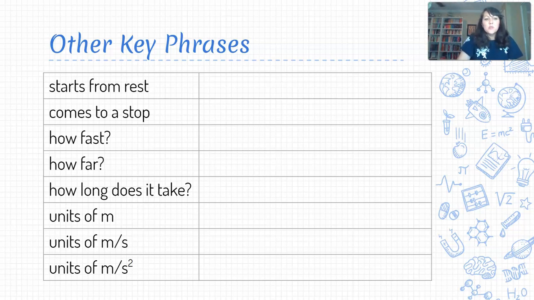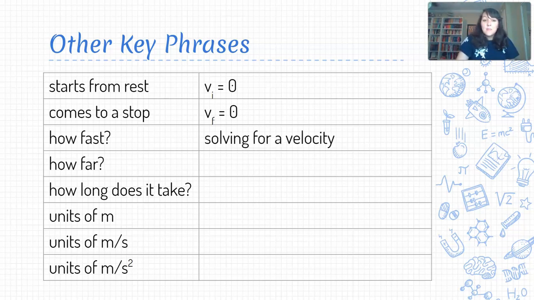All right, so looking at this first one, starts from rest means initial velocity is 0. I started off not moving at all, so initial velocity is 0. Comes to a stop means that we are ending at a velocity of 0, so final velocity would be 0. Now, if a question asks you how fast, that means you are solving for a velocity. That might be initial velocity, that might be final velocity, or it might be an average or constant velocity as well. You'll need to look more at the language of the problem to see what it is, but you do know that it is some sort of velocity or speed that you are solving for.